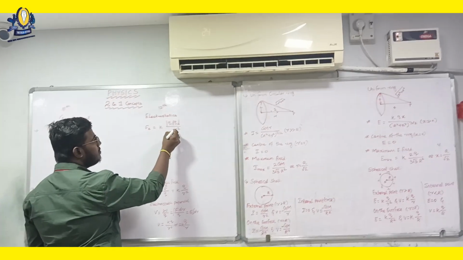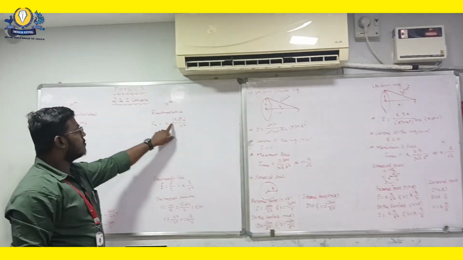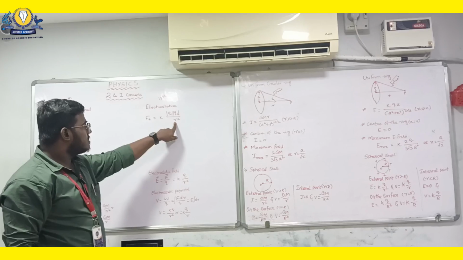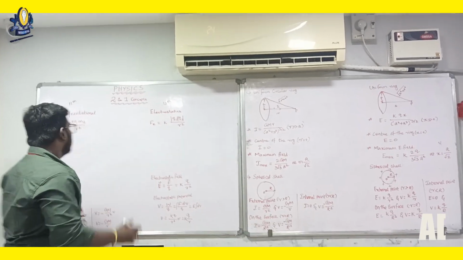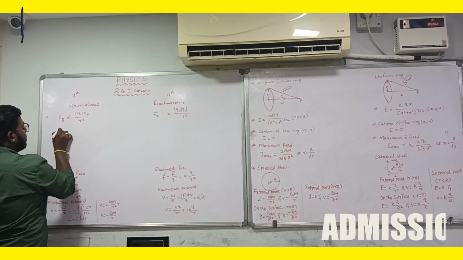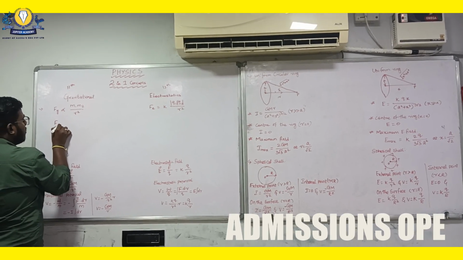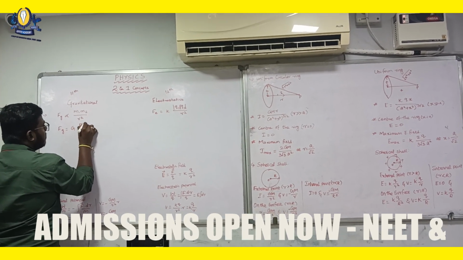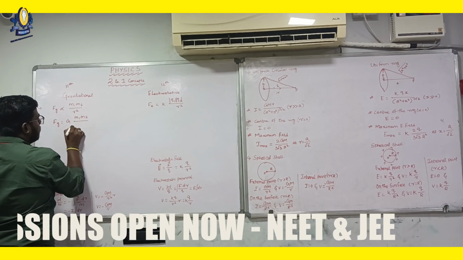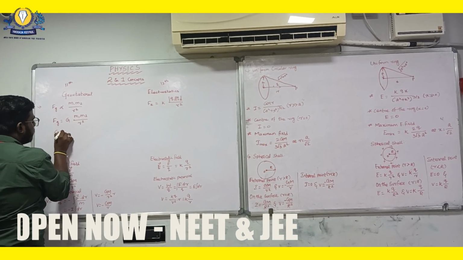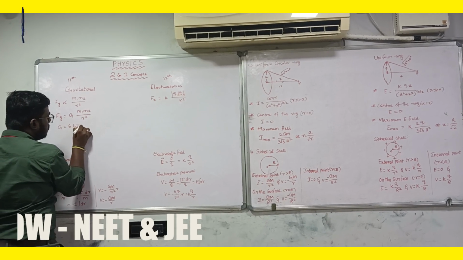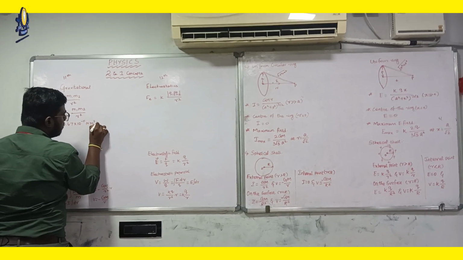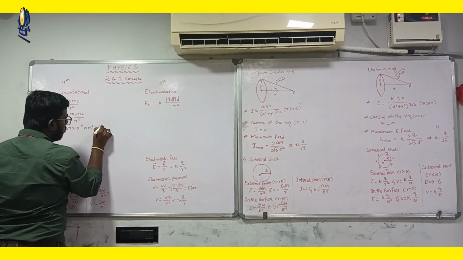Electrostatic force is directly proportional to the product of the two different charges and inversely proportional to the square of the distance between them. I neglect the proportionality and now include the constant. This constant is called the universal gravitational constant. This value is 6.67 into 10 to the power minus 11 Newton meter square kilogram inverse 2.